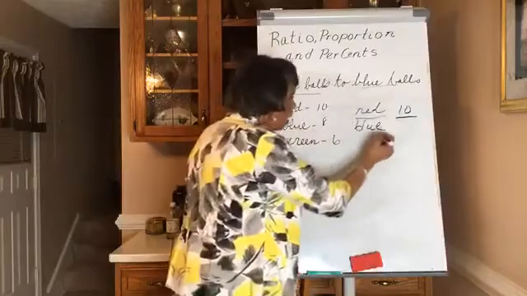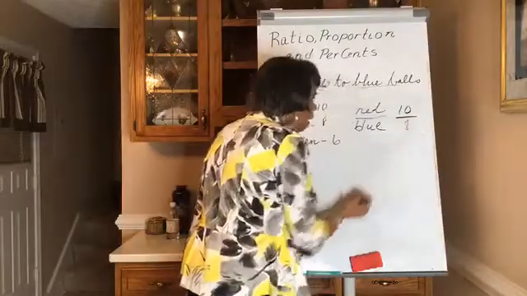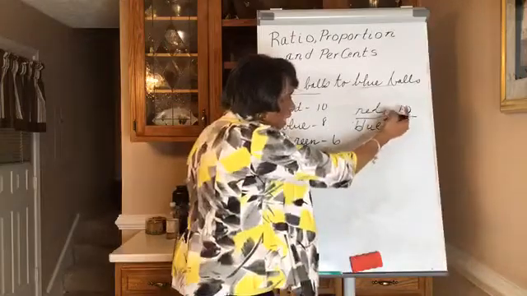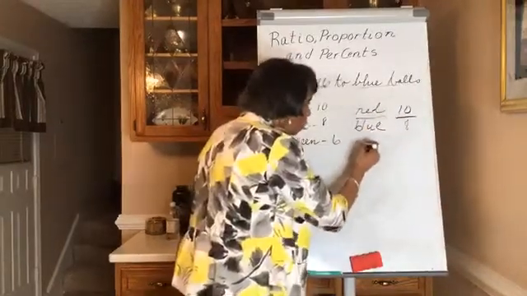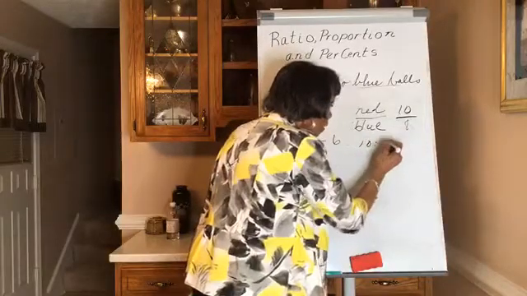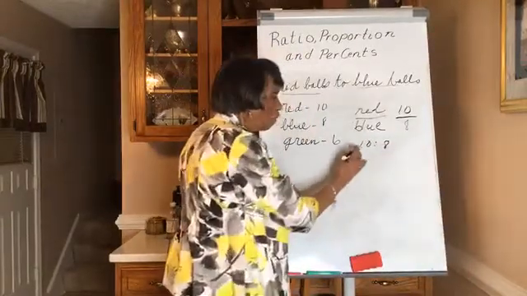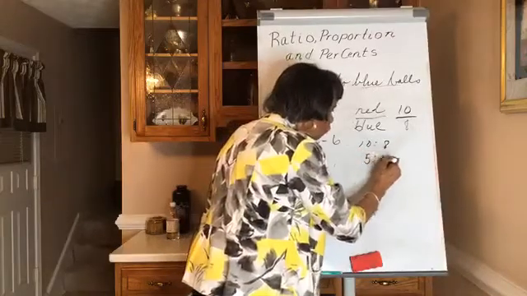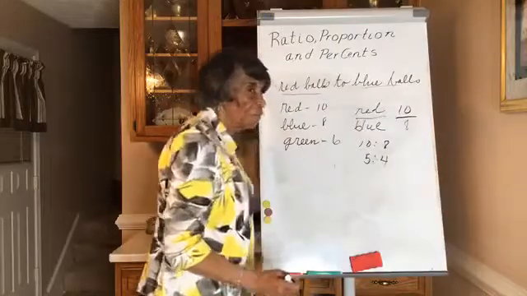And blue, we have 8. We could leave it like that, or we could simplify it by dividing both by 2. So right now we have 10 to 8. All right, and we divide both by 2. That's 5 to 4. Either one of those is correct.